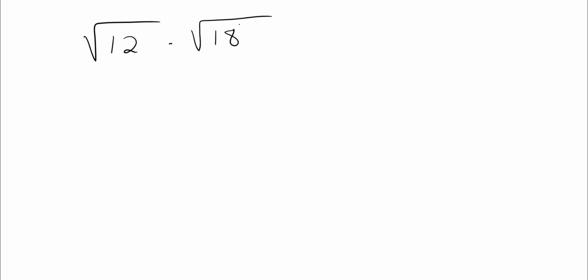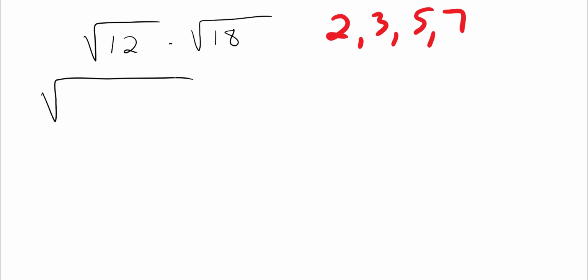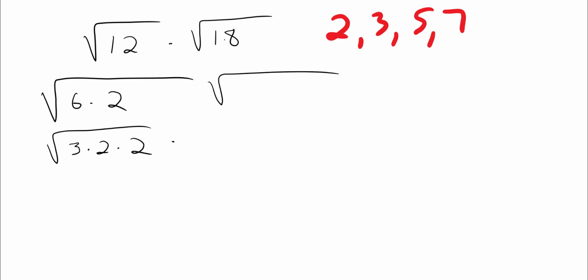Remember what I told you right on the top of the paper: 2, 3, 5, and 7. If you start dividing by 2, 3, 5, and 7, you are good to go. So I'm going to take that 12 and break it up. If I divide it by 2, I get 6 times 2, and I can take that 6 and say 3 times 2 times 2. Can't do anything more. Then 18 divided by 2 is 9 times 2, and the 9 can be broken up into 3 times 3 times 2.